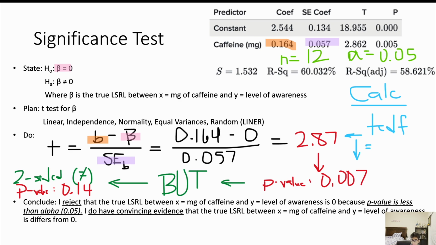But you have to look out for what the alternative says. Since this is two-sided, since it's not equal to, you have to multiply by 2, and it should be 0.014. Forgot the extra 0. That's the p-value. But if it's, say, greater than or less than, you keep the 0.007. So watch out for what the alternative says. Conclusion, I'm pretty sure we all know how to do that.